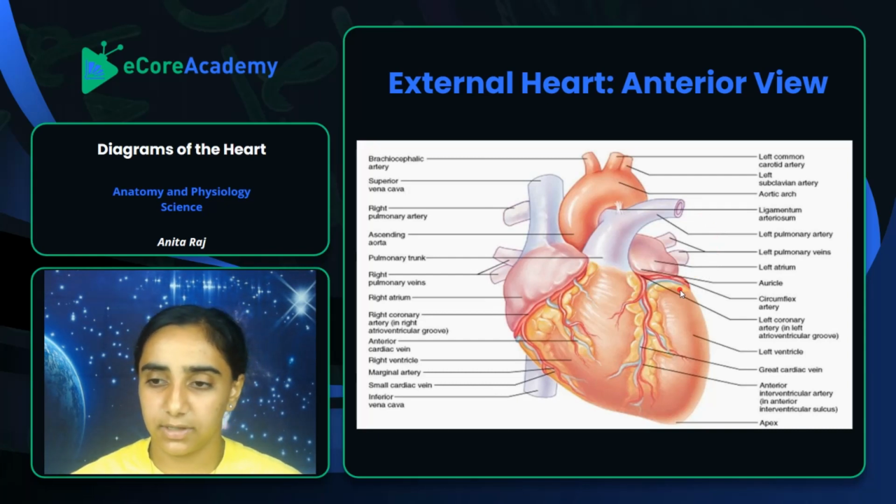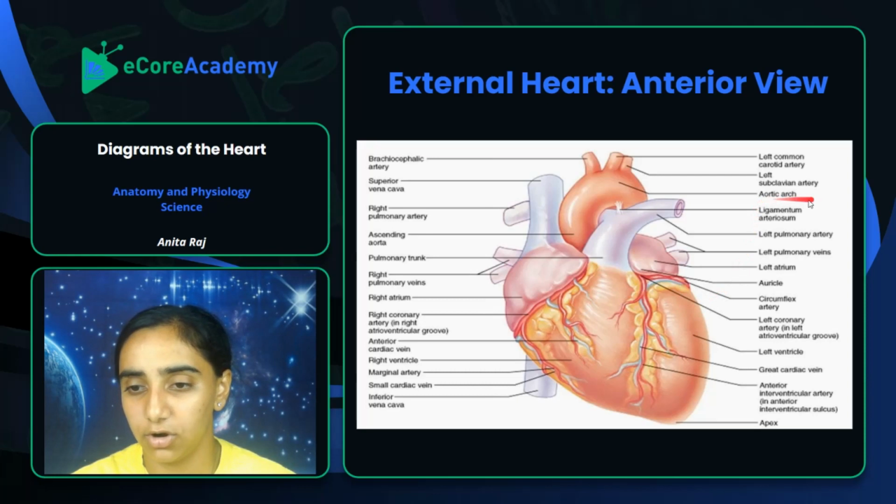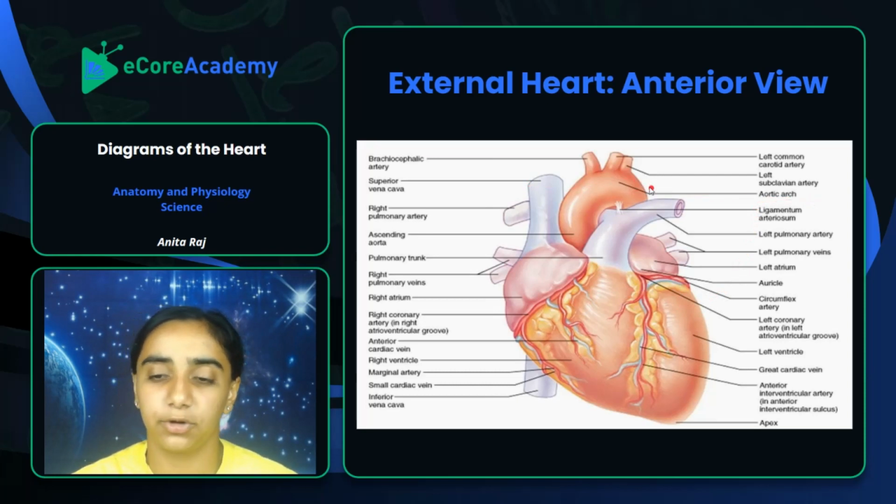Okay, so let's look at the next word we have. So aortic arch. It's this arch right here of the aorta. Like I said, the aorta is an arching structure. It's like a bridge almost.